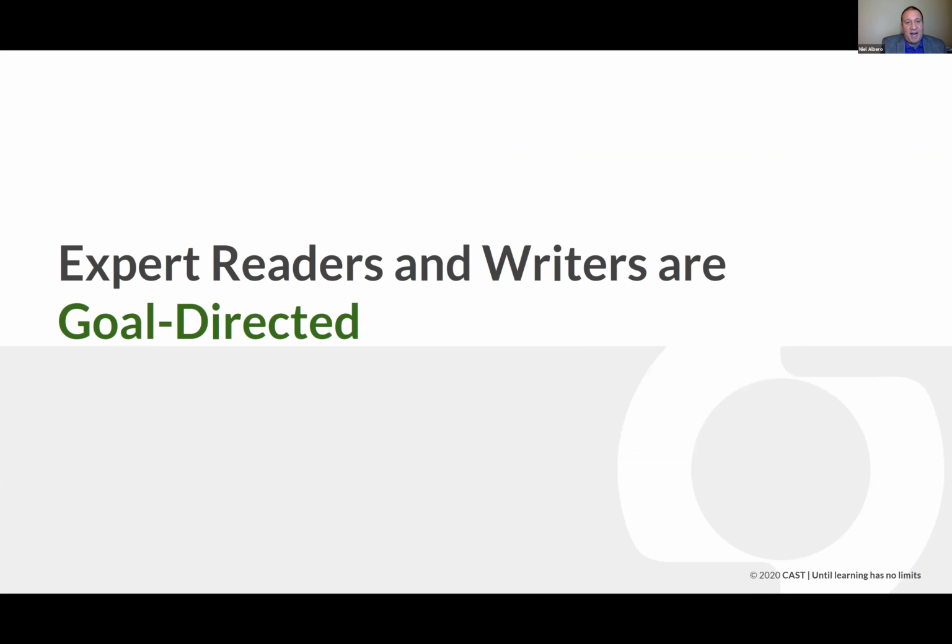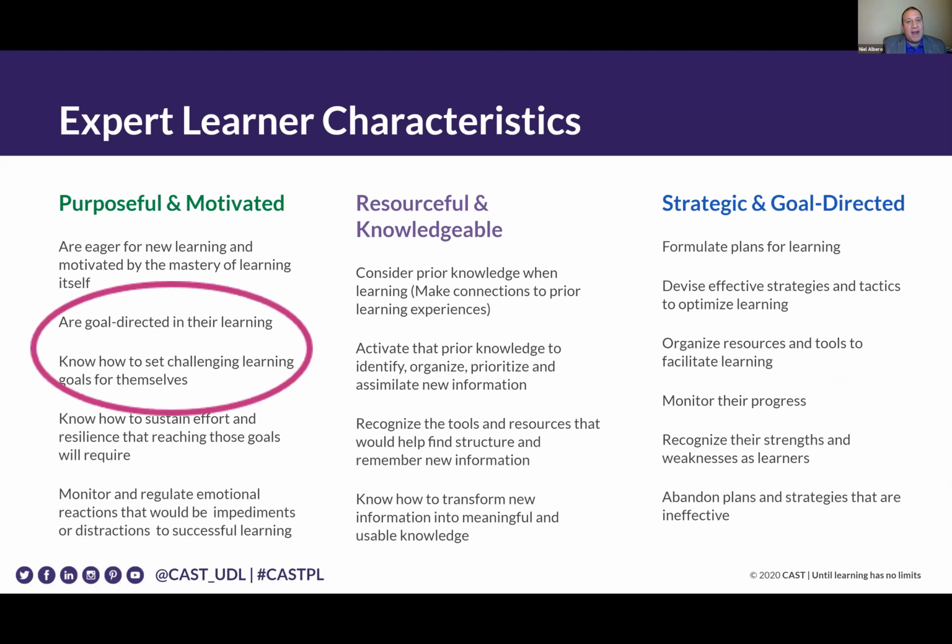So we're going to focus today on one aspect that's right in that definition, and that is creating goal-directed learners. So when we are thinking about expert readers and writers, we're thinking about goal-directed learners. You can see those descriptors right in those learner characteristics, under purposeful and motivated. We had some people say, I focus right on engagement because I really want to make sure I am supporting that. So how are our learners goal-directed in their learning, and how do they know how to set challenging learning goals for themselves? This idea of learner goal setting and setting challenging goals can really be one of our answers to engagement in the hybrid environment.